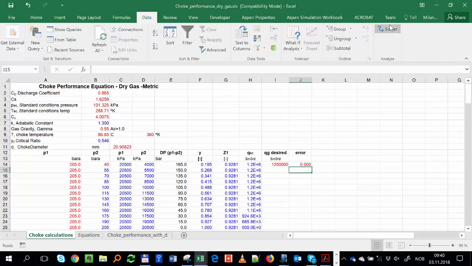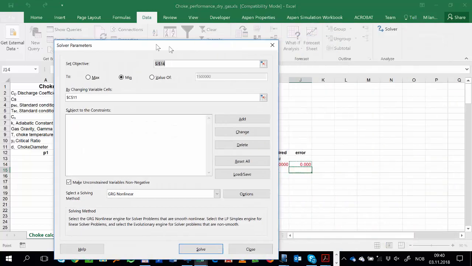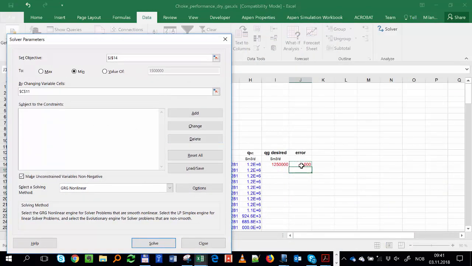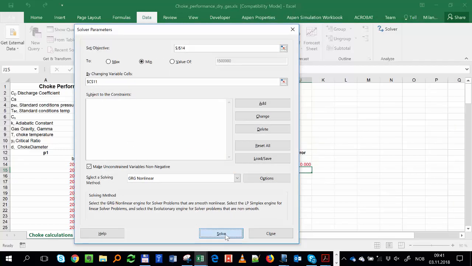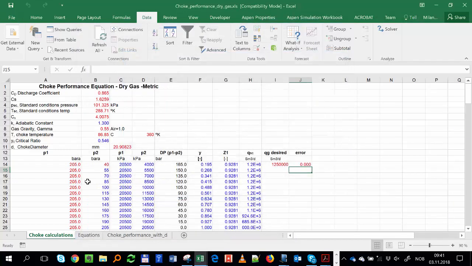And then I come to my solver and say, solver, please send that number to 0. By changing what? Inlet pressure you cannot change. Downstream pressure you cannot change. The only thing you can change is the orifice size. And then you click solve, and then it should find a solution.